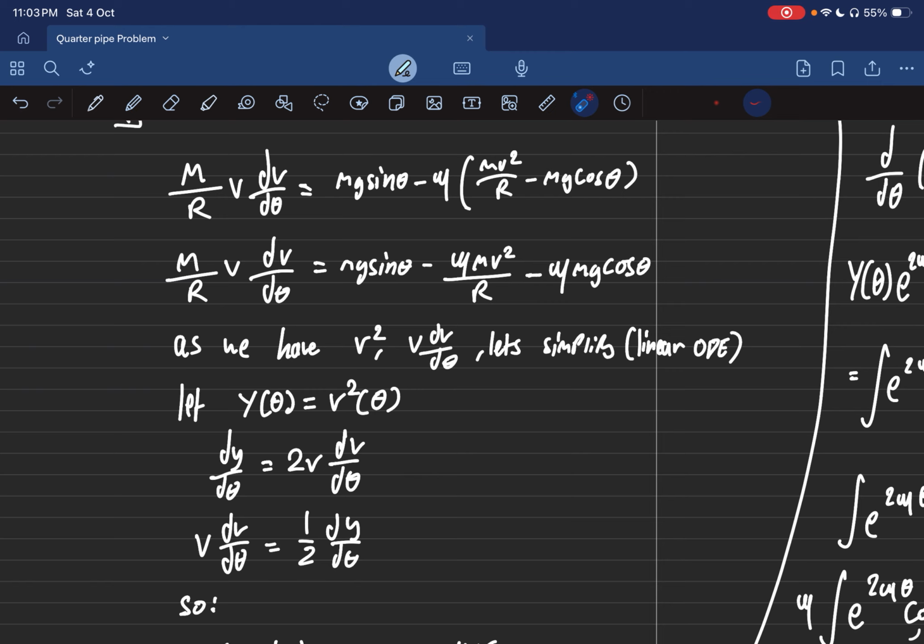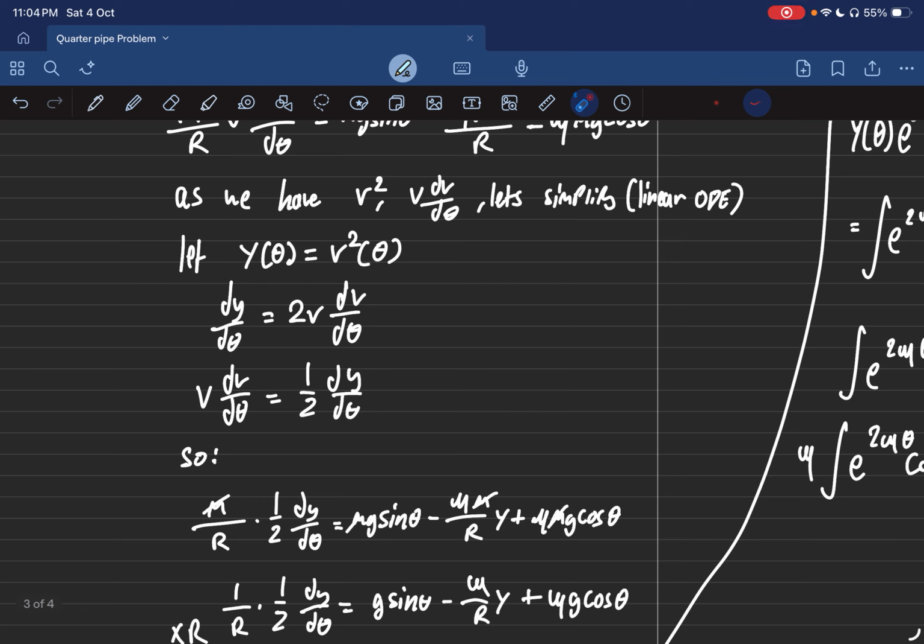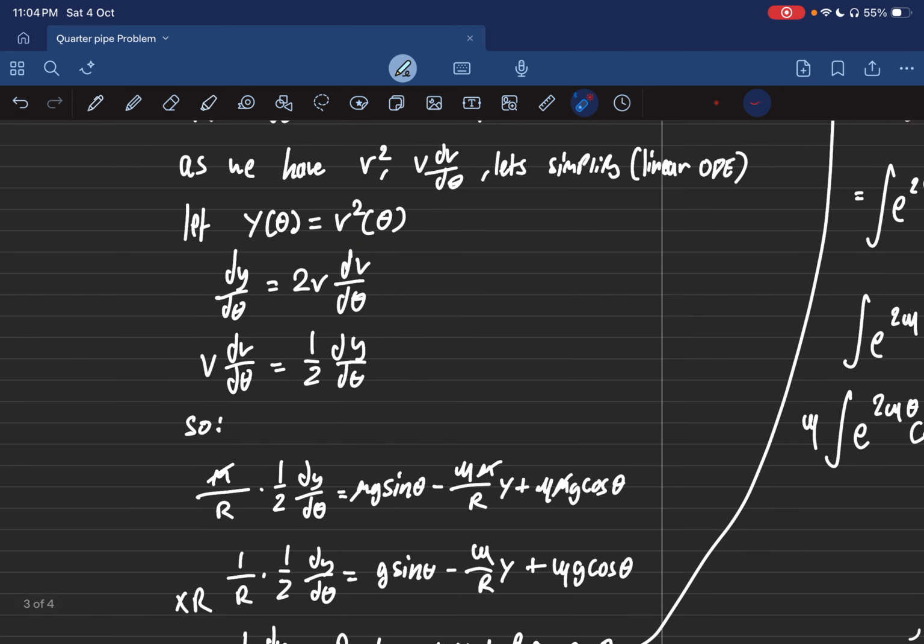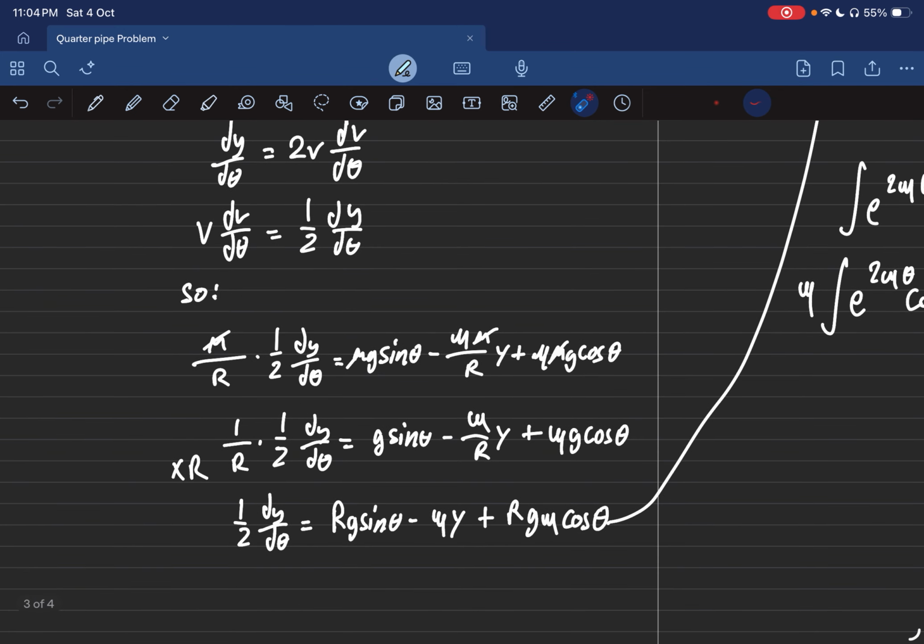There's a lot going on, so we'll take a linear approach because it's going to be much simpler. Linear ODE is going to be the meta here. So we're going to use y: I said y of theta equals v squared of theta. Simple. Just differentiate v squared, and for v dv d theta, you're making it into half dy by d theta, and you already have y of theta equals v squared of theta, because we're letting it equal that. Sub it back into the equation.